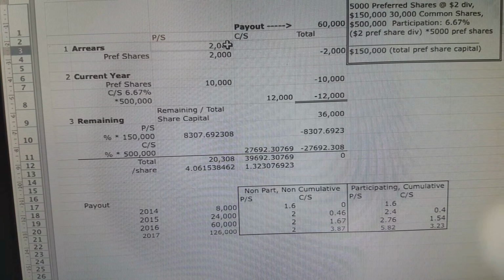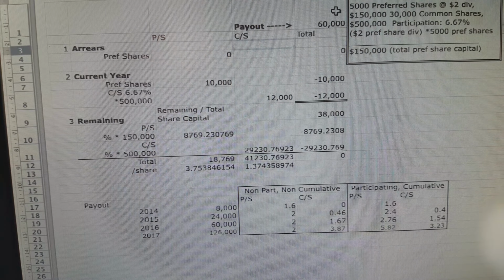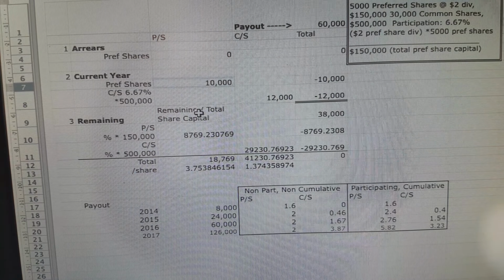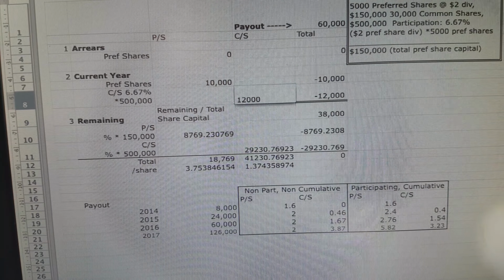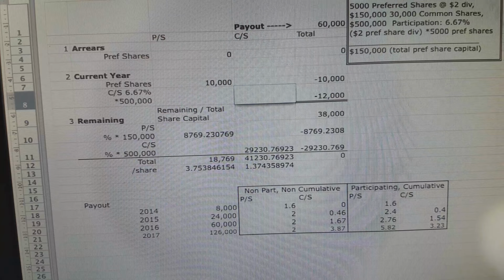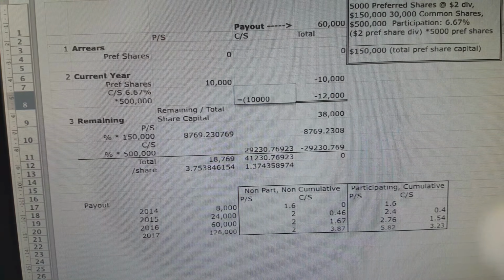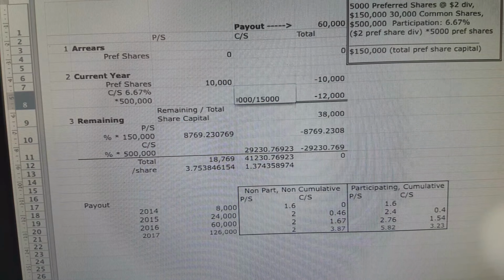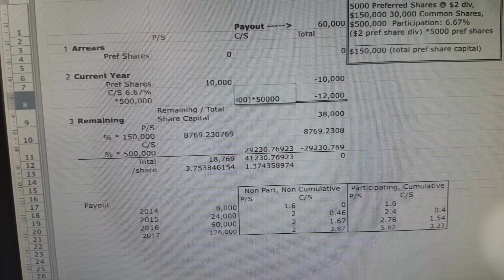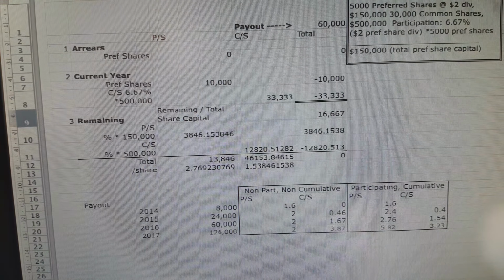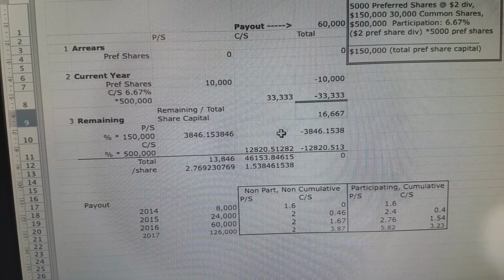So we've taken care of the arrears, right? So we don't need that. We have 60,000. We're going to satisfy the 10,000 for the preferred shares. And then we're going to, oh God, I got to do it again. I never said I was good at Excel, so you'll have to just kind of bear with me here. 10,000 over 150,000 times 500,000. Perfect. All right. So we have a remainder of 16,000.